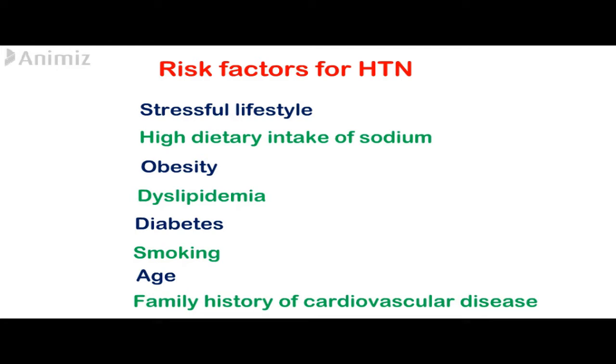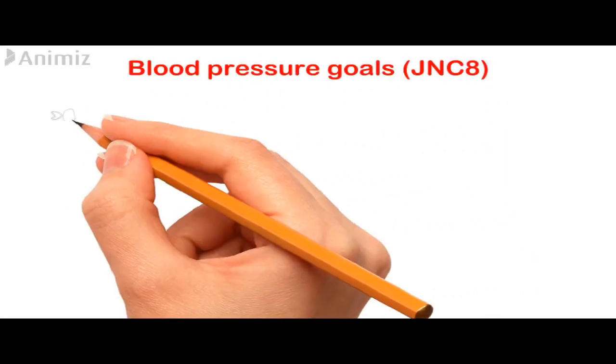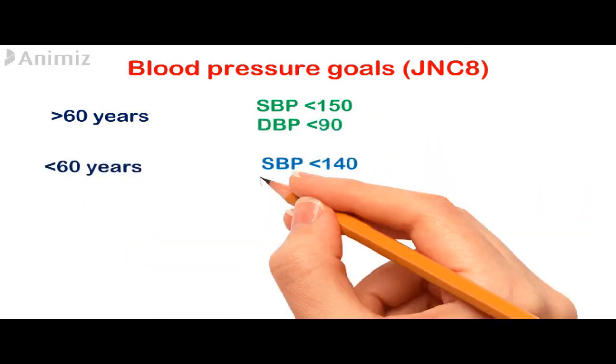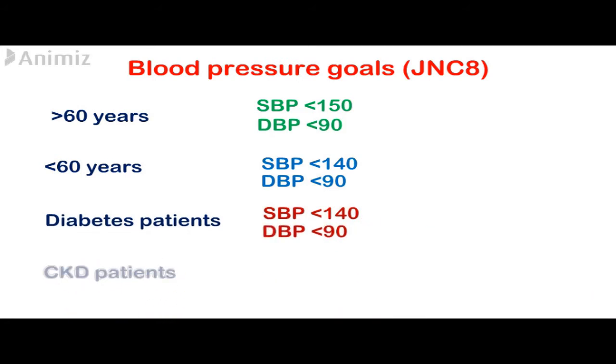And the goal for the treatment of blood pressure according to JNC 8 guidelines: if the patient is elder than 60 years, the systolic blood pressure shall be less than 150, while diastolic blood pressure shall be less than 90. While if the patient is younger than 60 years old, or if they are diabetic, or if they are chronic kidney disease patients, the systolic blood pressure shall be less than 140, while the diastolic blood pressure shall be less than 90.